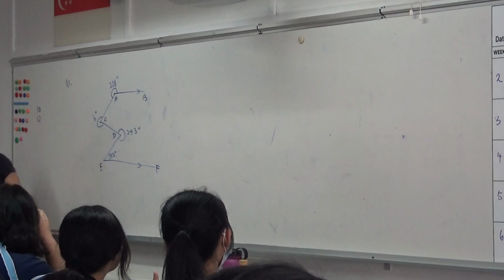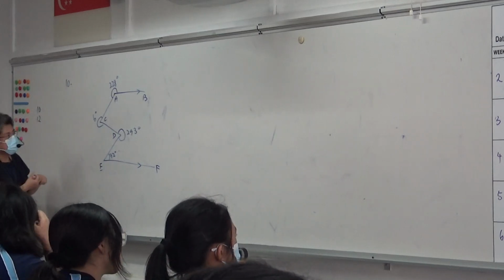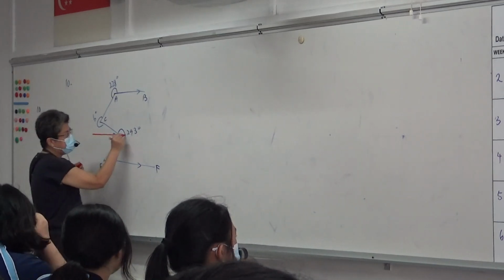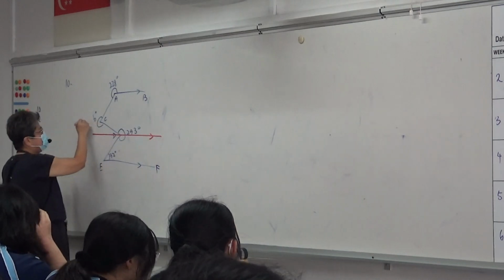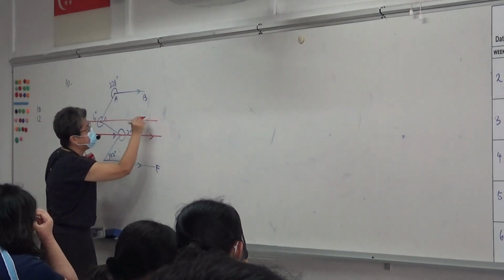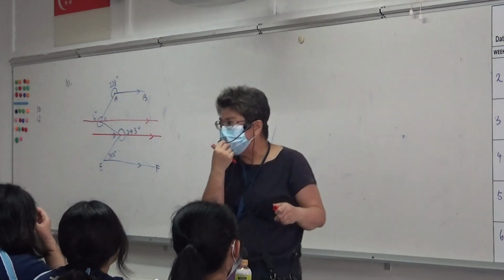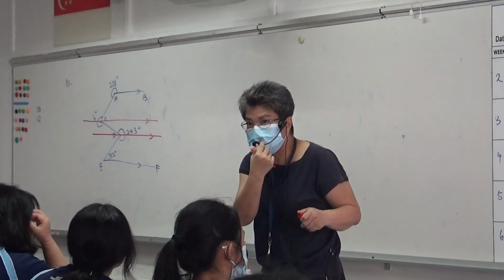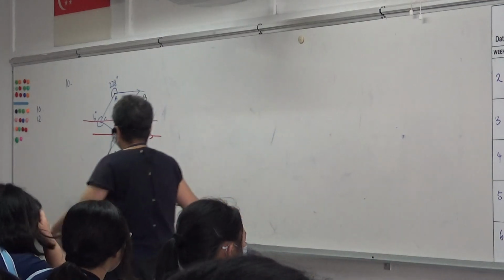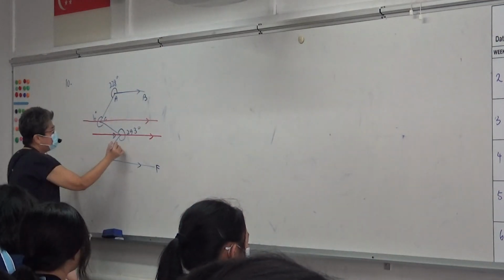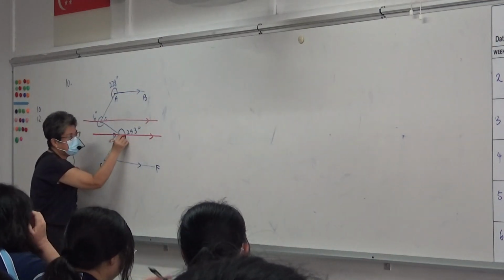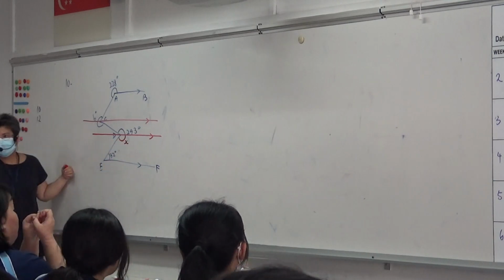Okay, now I want to add 2 lines. I add 1 line here, and I add 1 line here. And you see they are still parallel. Now, of course, there are other ways to do it. I'm not saying that this is the only way. Is that clear? Okay, now, let's call this one here x.